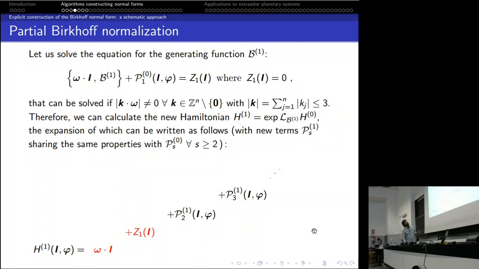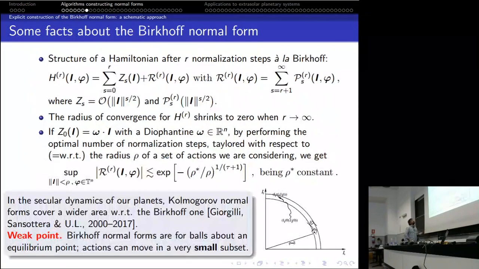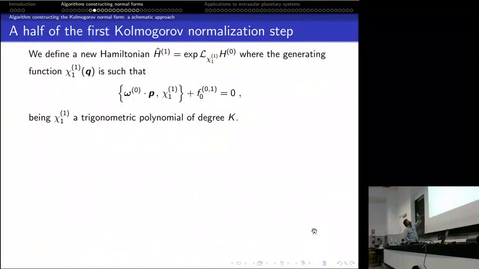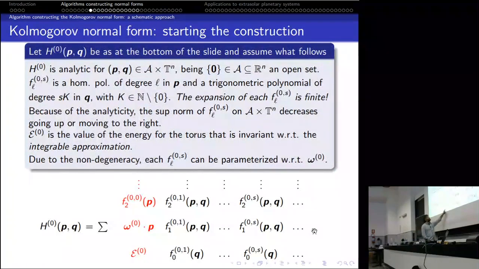Compare the equations about the fact that here you have a contribution that is not depending on the angles, and in principle also here you have a contribution that is not depending on the angles, but since the total degree in action is equal to zero, it is not depending on the actions as well, and then it is a constant that will sum up to this cell, and this cell is just the energy level corresponding to P equals zero.